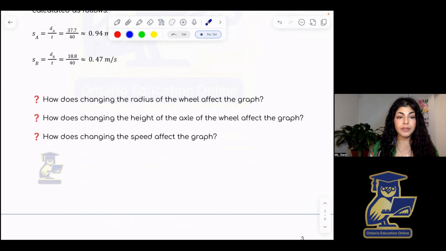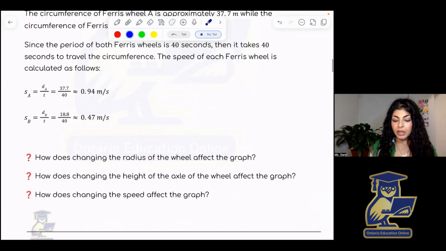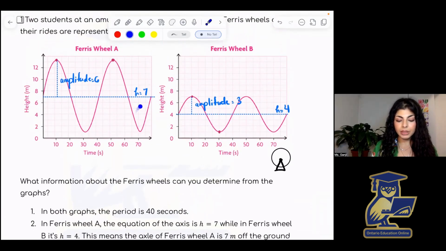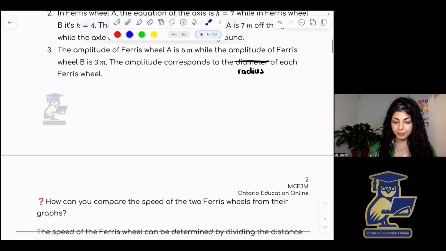Next, how does changing the height of the axle of the wheel affect the graph? Remember, the height of the axle has to do with the equation of the axis. And here we saw where the height was 7, our equation of the axis is translated upward, so it starts at a greater value, whereas here where the height of the axle was 4 meters, our equation of the axis is lower and closer to the x-axis. So this is where that translation upwards takes place depending on the height of the axle.